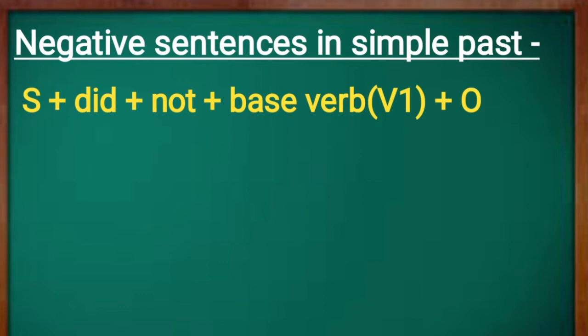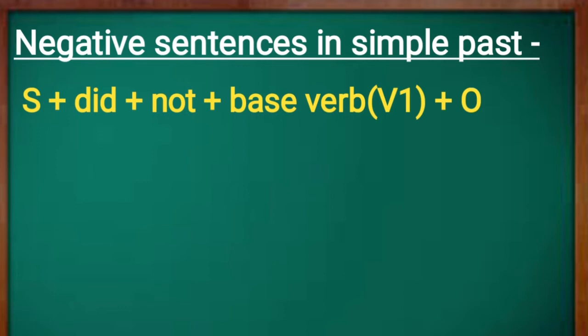You can also use did not in its short form by saying didn't. So I repeat once again, in the positive sentences of simple past, you will use verb second form after the subject, but in the negative sentence of simple past, after the subject you will use did not, and after did not you will not use verb second, but verb first form, that is the base verb. Let's have some examples of simple past in its negative sentences.